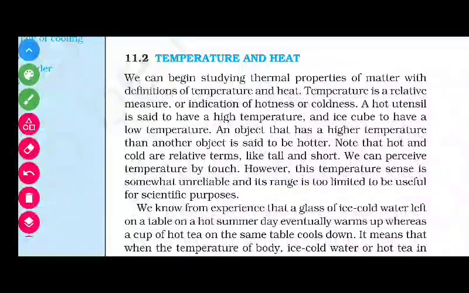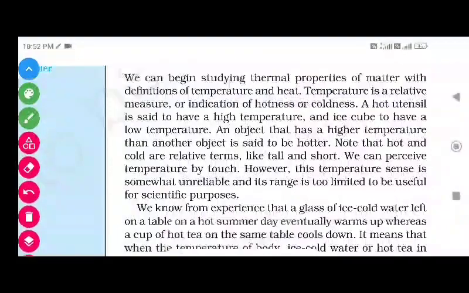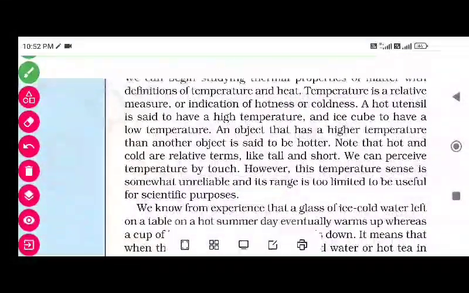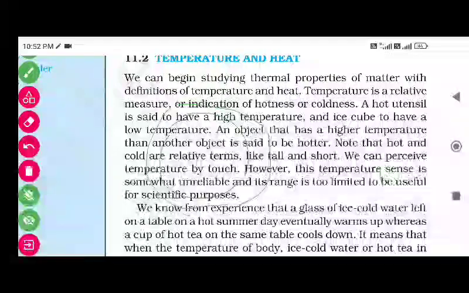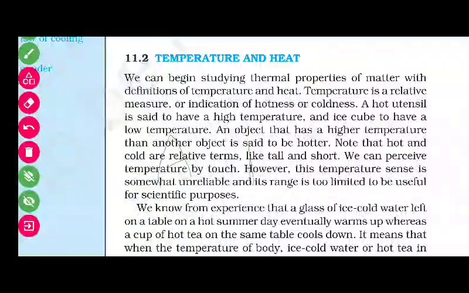Okay, and it is a relative measure, that is, we are comparing two bodies. There are three bodies, A, B and C. Body B is hotter than C, so it is possible that B is hotter than C, but as compared to A, it is colder. Okay, so temperature will give us a fair idea.